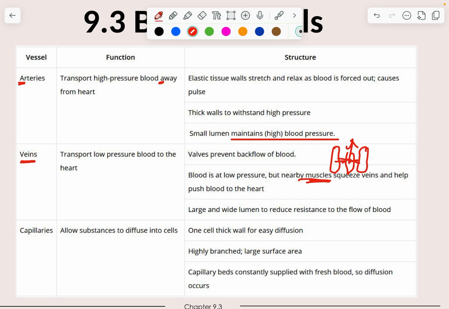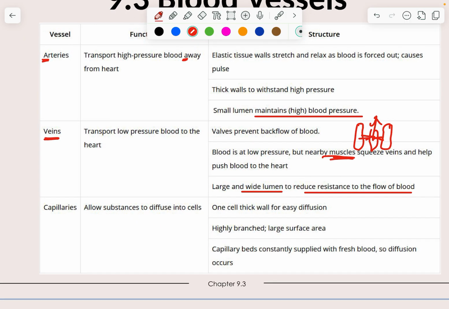So they have a wider lumen, okay, to reduce the resistance. Okay, so that's why very rarely, right, you have coronary vein disease. Very rare. Okay, why? Because the veins have much larger lumen and they do not really transport at significantly high pressure too. Next, capillaries. So capillaries are actually between arteries and veins.